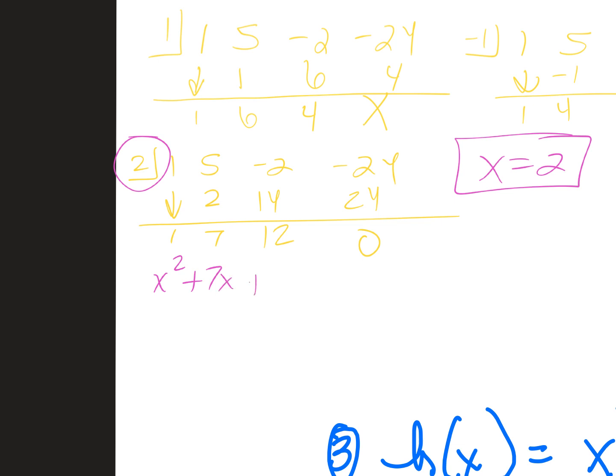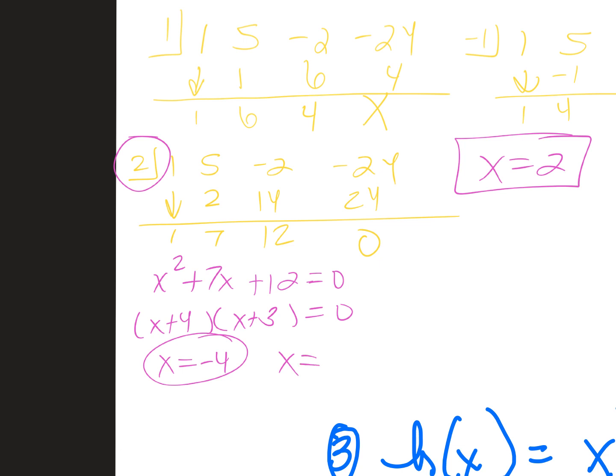So x squared plus 7x plus 12 equals 0. At this point, if you wanted to just use the quadratic formula, could you? Yes. But before you do that, I would try and see if it factors. Will this factor? What times what will give you a positive 12 when you multiply, but a positive 7 when you add? 4 and 3. Perfect. X plus 4, x plus 3. So I have x equals negative 4, and I have x equals negative 3.